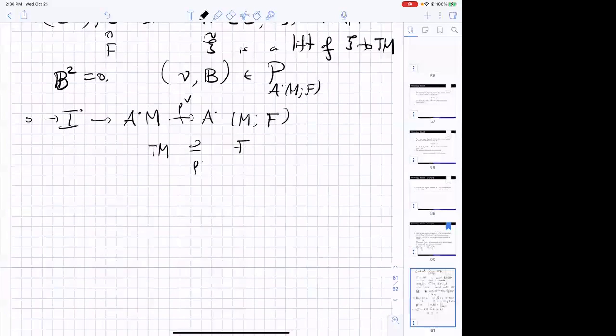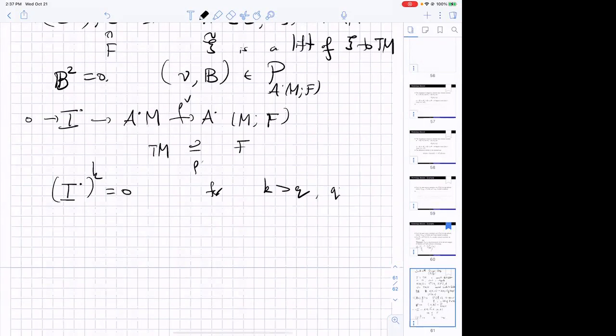Okay, and one thing that's kind of easy to see is that if you take A dot and you raise it to the kth power, this is actually just 0 for k bigger than q, where q is the codimension of the foliation.